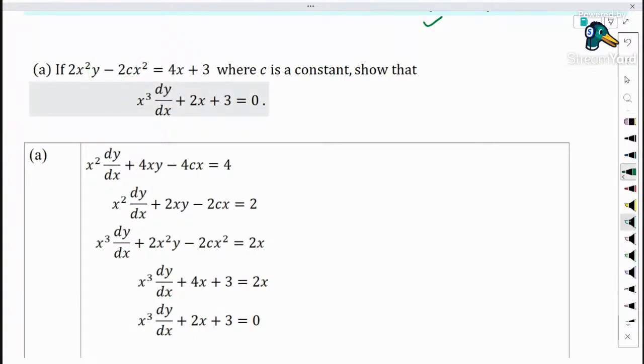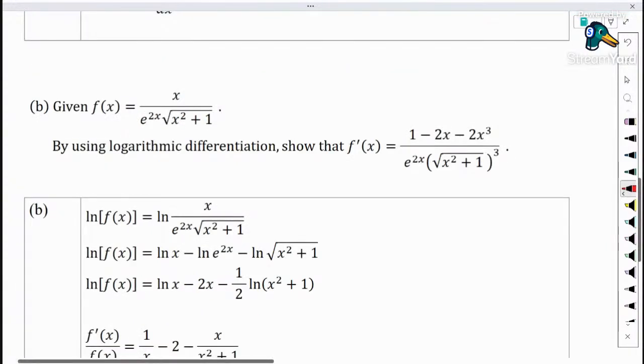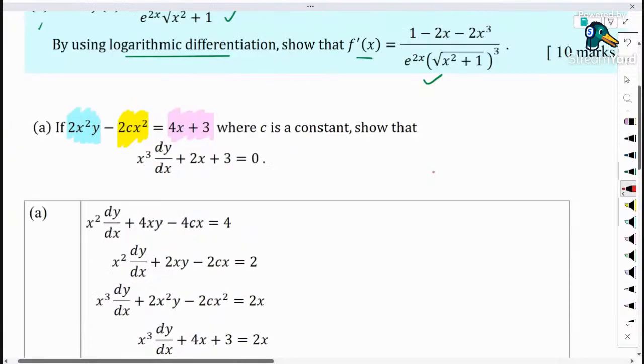Let's see. I break the original function into three parts. The first part highlighted in blue, the second part highlighted in yellow, the third part highlighted in pink. We're going to differentiate each of these parts with respect to x. Let's see what result I will have here if I differentiate each one of them with respect to x.